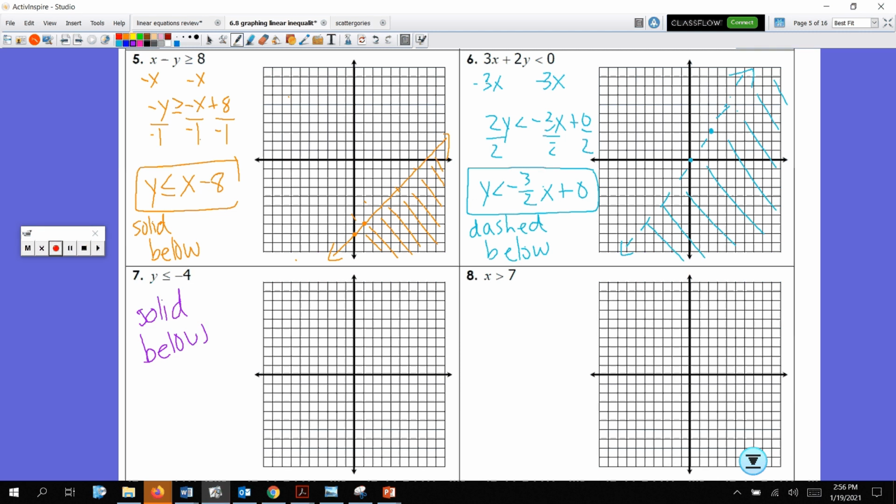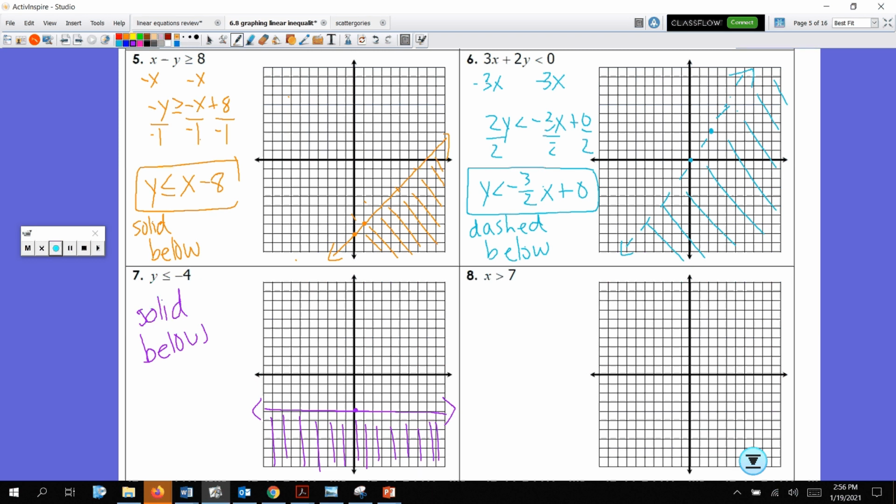So let's graph this line. Y is less than or equal to negative 4. So we start at negative 4 on the y-axis. 1, 2, 3, 4. Make a point. It's a horizontal line. So we're just going to go straight across because it's solid. And it says it's less than, so we shade below.